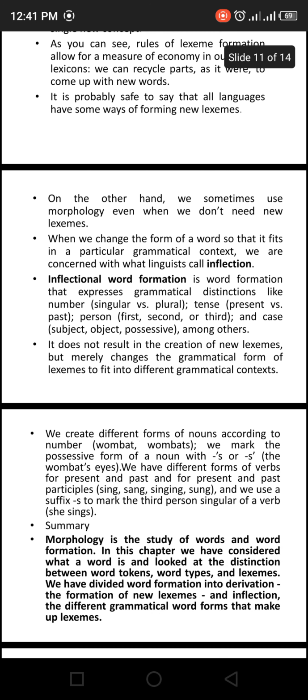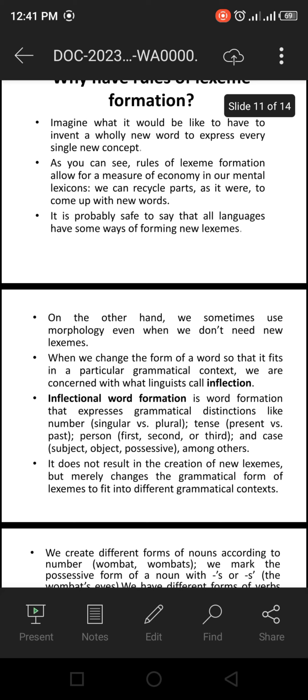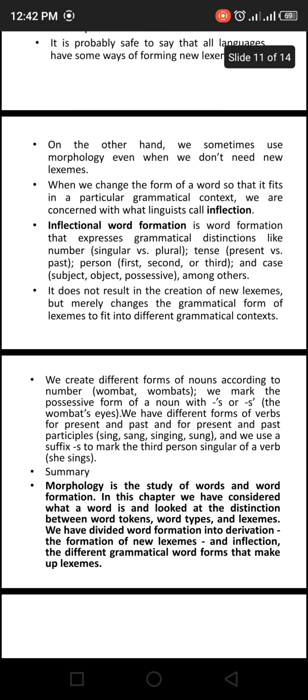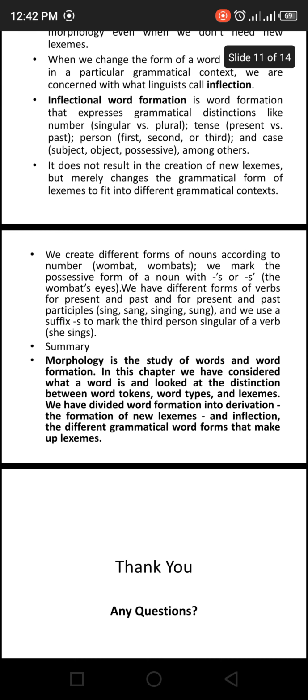On the other hand, we sometimes use morphology even when we don't need new lexemes. When we change the form of a word so that it fits in a particular grammatical context, we are concerned with what linguists call inflection. Inflection is word formation that expresses grammatical distinctions, like number, singular versus plural, tense, present, future, past, person, first, second, and third, and case, subject, object, possessive, among others.